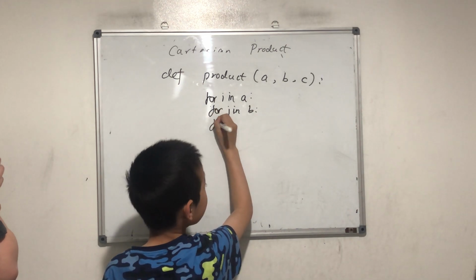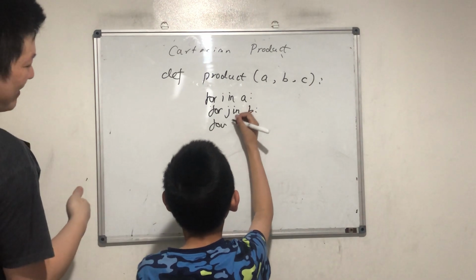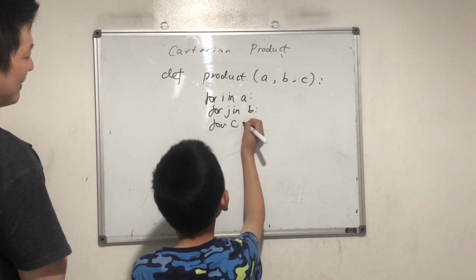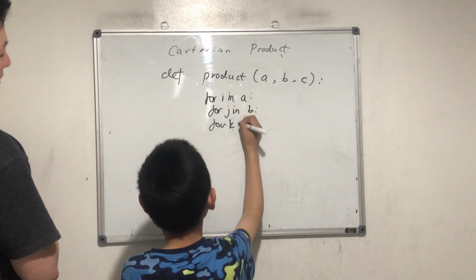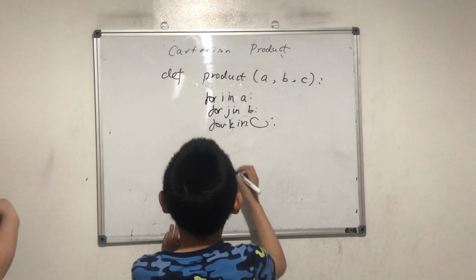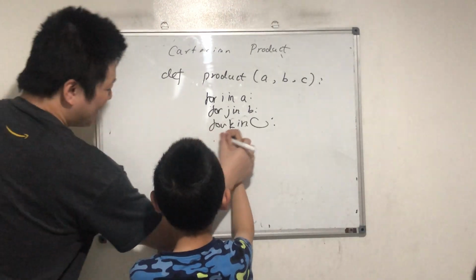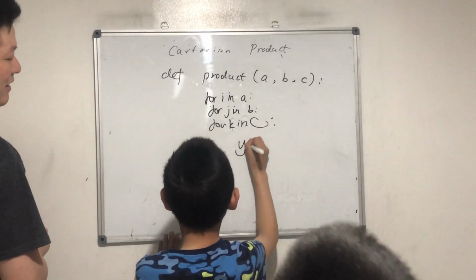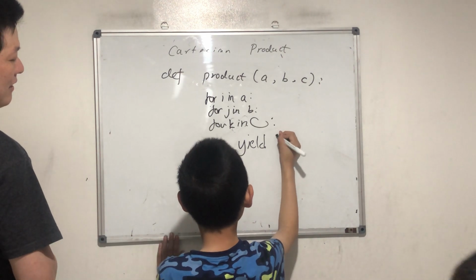For. You need to have an indent. You can't write it at the same level. Does it make sense? For K in C. Okay. And then what? And then you want to yield IJK. What does it mean, yield?